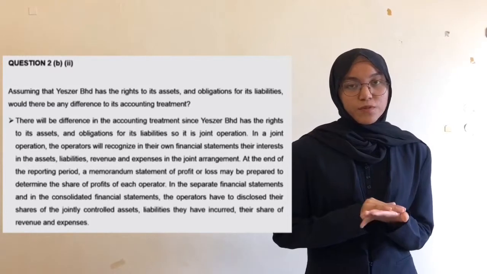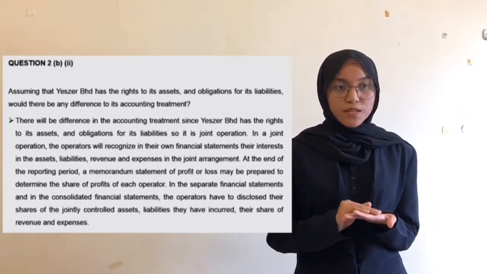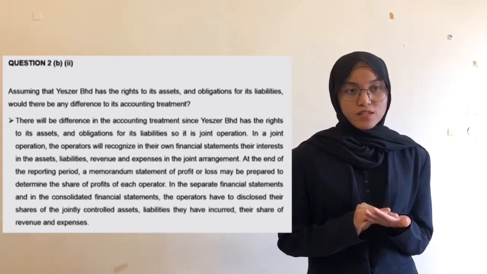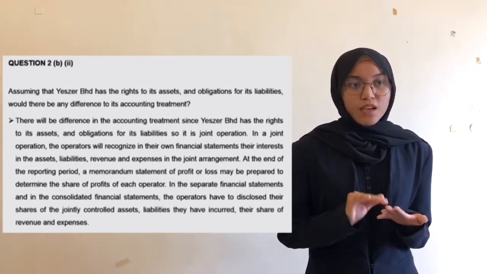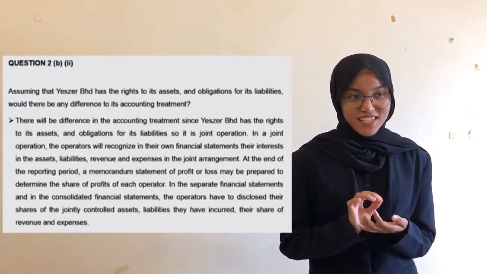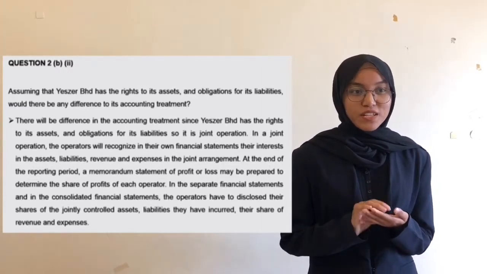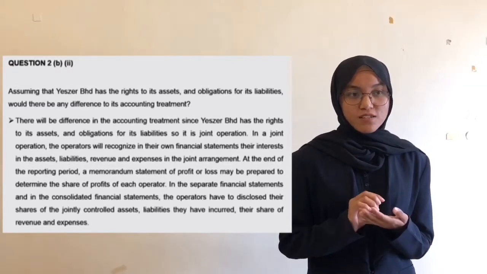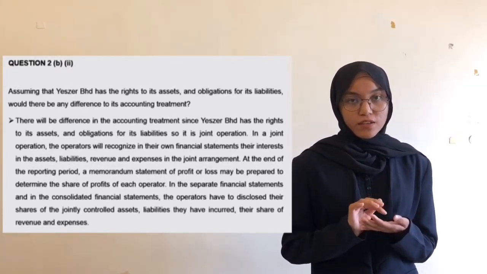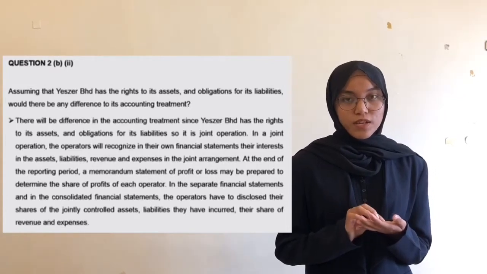At the end of the reporting period, a memorandum statement of profit or loss may be prepared to determine the share of profits of each operator. In the separate financial statements and in consolidated financial statements, the operators have to disclose their shares of the jointly controlled assets, the liabilities they have incurred, and their share of revenue and expenses.